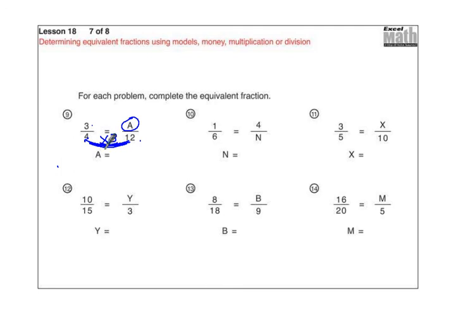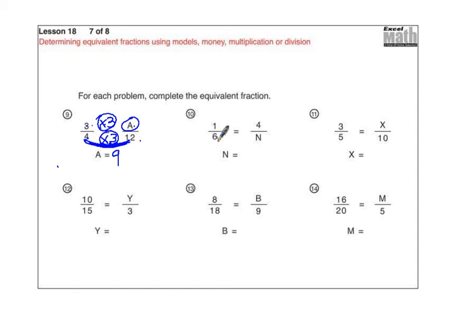So I multiplied by 3. Now I'm going to multiply this by 3. 3 times 3 is equal to what for A? 9, because 3 times 3 is 9. Notice I multiplied both by 3. Why did I pick the 3? Because 4 times 3 is 12, and those numbers were already given. All right, let's go ahead and do number 10 together as well.